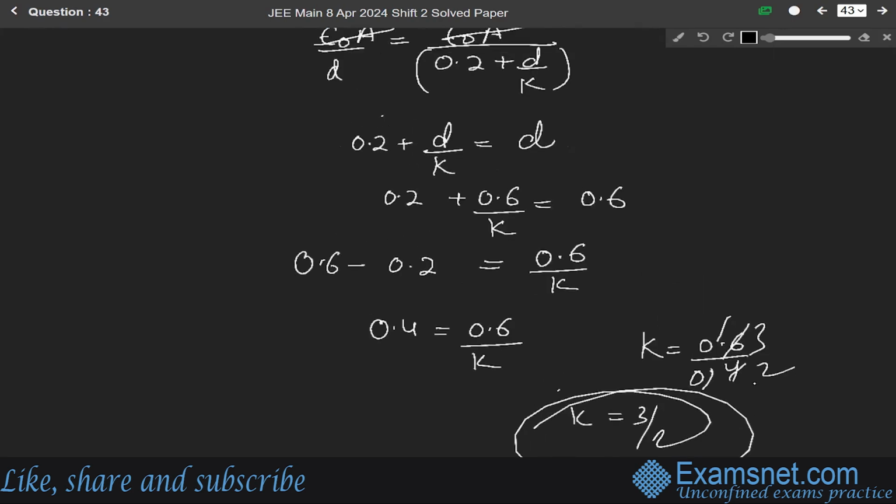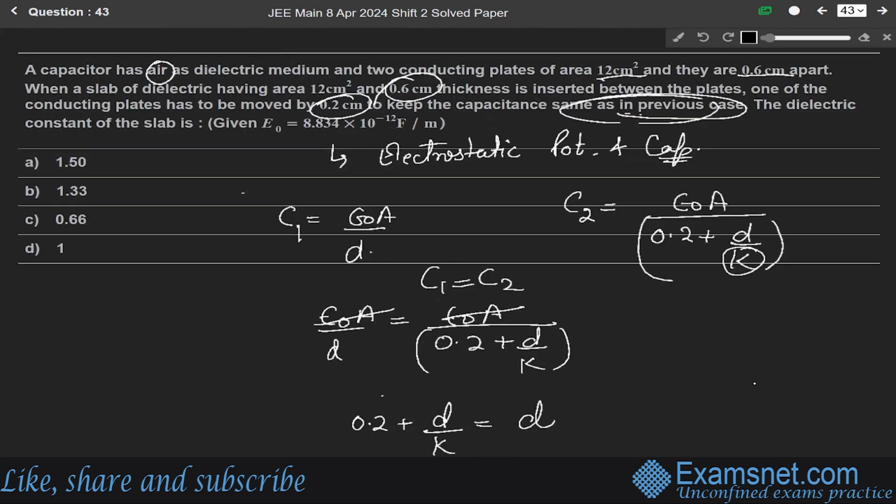Okay. Means among the four options, 3 by 2 means it will be equal to 1.50. Means option A is the correct answer.